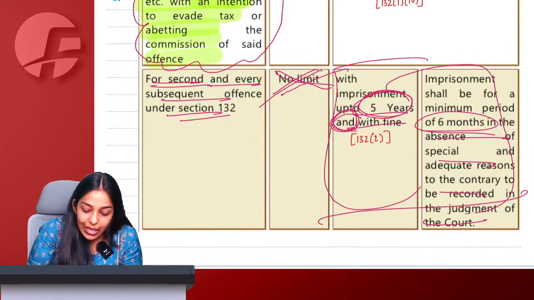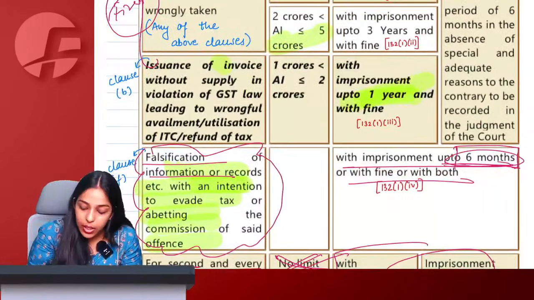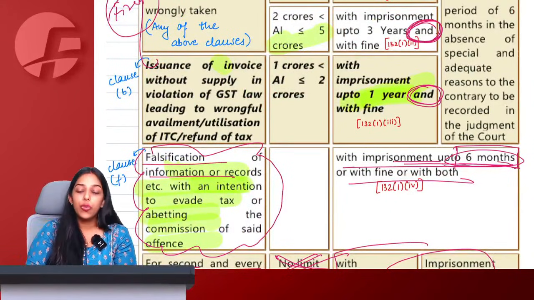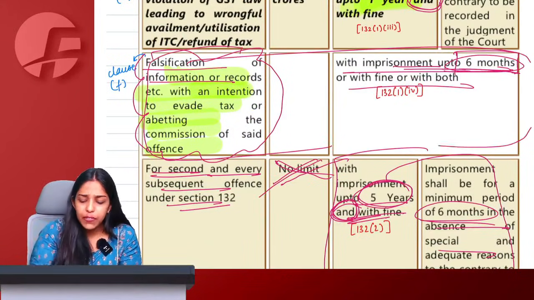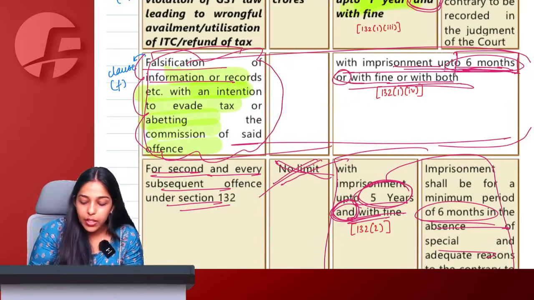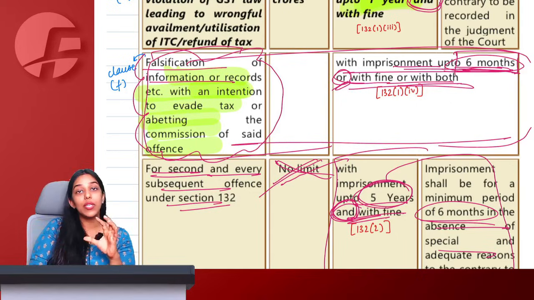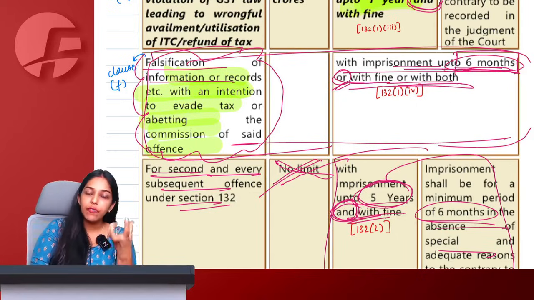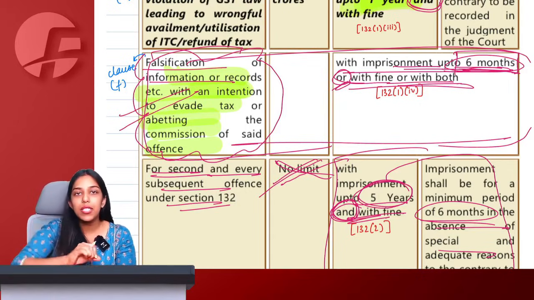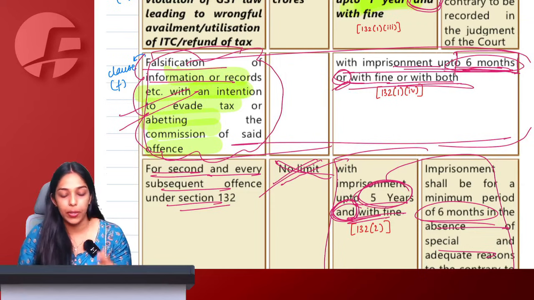And fine. So imprisonment plus fine you will have to give. Here it is imprisonment and fine, both you have to pay. Only for falsification, they are saying that imprisonment up to 6 months or with fine or with both can be levied. So only there, you can pay fine and get yourself free from imprisonment. But in all other situations we are saying imprisonment and fine will be levied on you. There is no option of or.